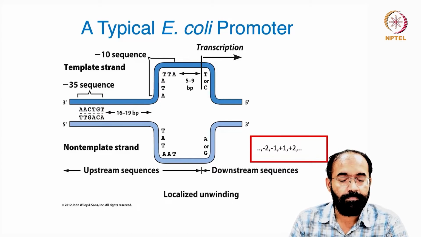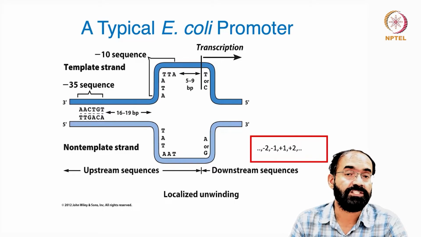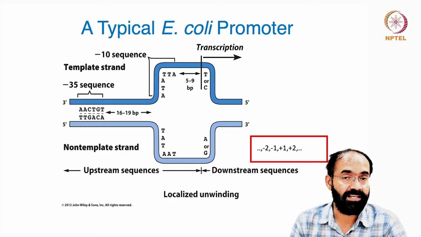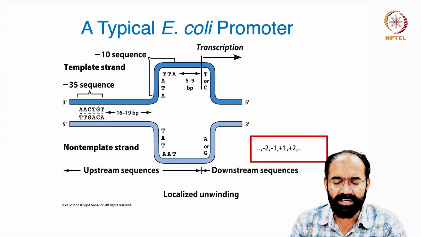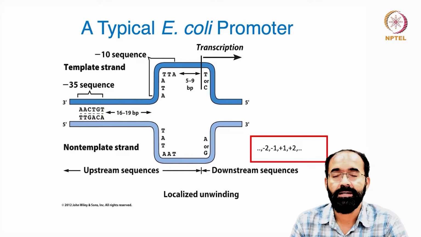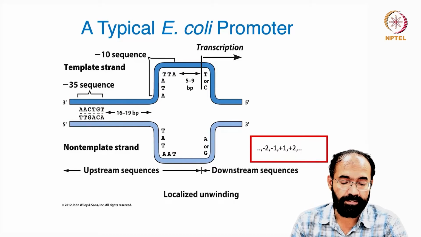And we refer to this top strand as the template strand, because it is used to make a copy of the RNA, and the non-template strand is actually the sense strand, which is what is made in the form of an RNA. So in the right hand side box, the idea is made very clear: +1 and -1, +2 and then -2. So like that the sequences are moving downstream and upstream of the transcription initiation.